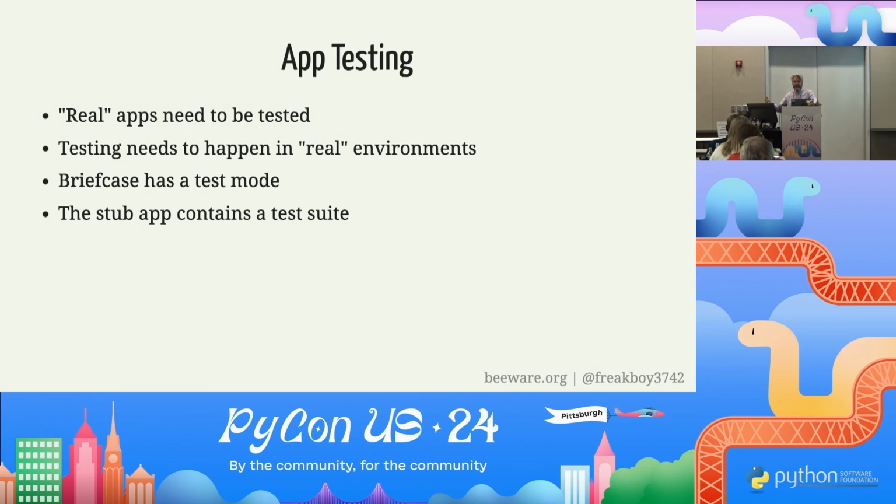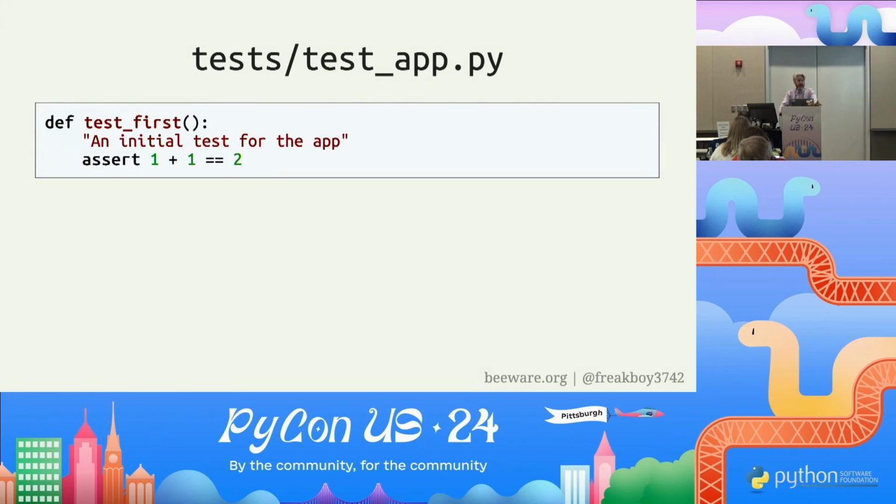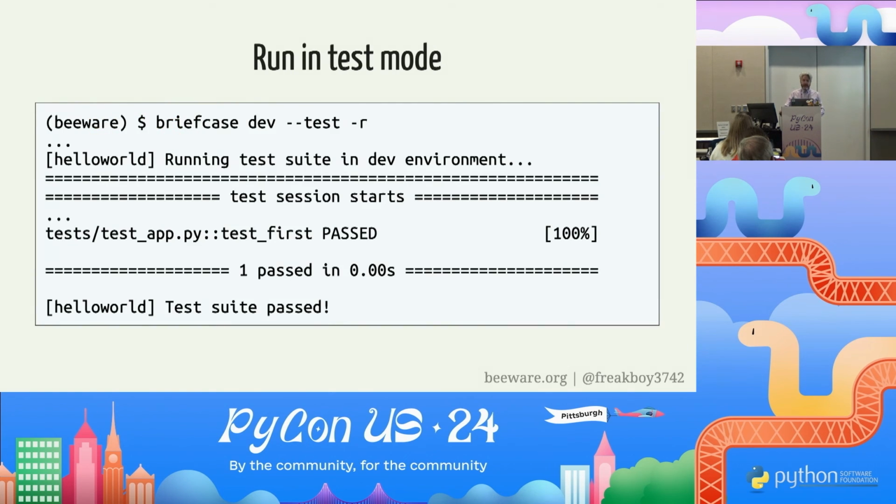Classic example here is validating that NumPy is actually working on your iPhone app if for some reason you need NumPy. So Briefcase also supports running in test mode. Both development mode and packaged apps can be run in test mode. So you can run a test suite on a device simulator, and the stub app that we've generated already contains a test suite. If you look in your generated project, there is a tests folder that contains a test_app.py with a vital test of mathematical logic. If you say briefcase dev --test -r, it will run your app in test mode, making sure that it has installed all the requirements for your test app to run.